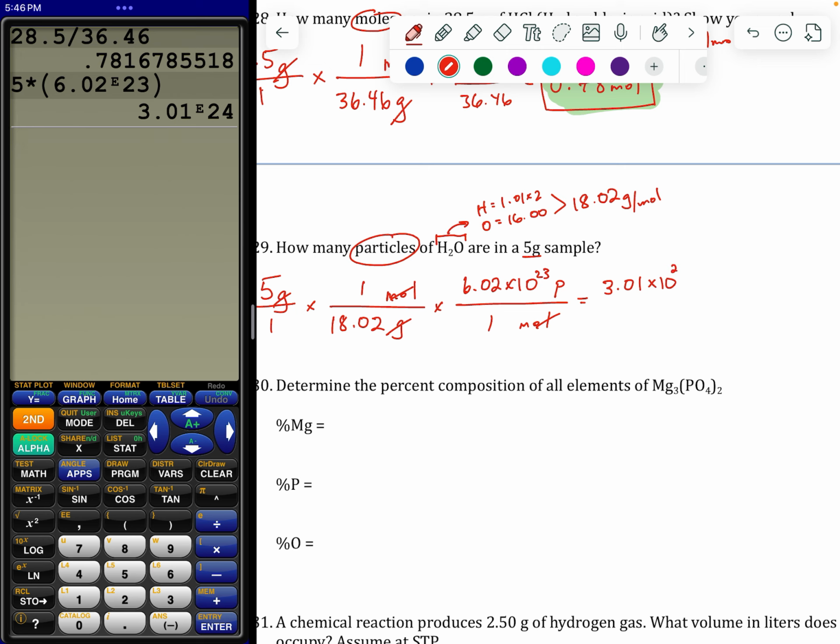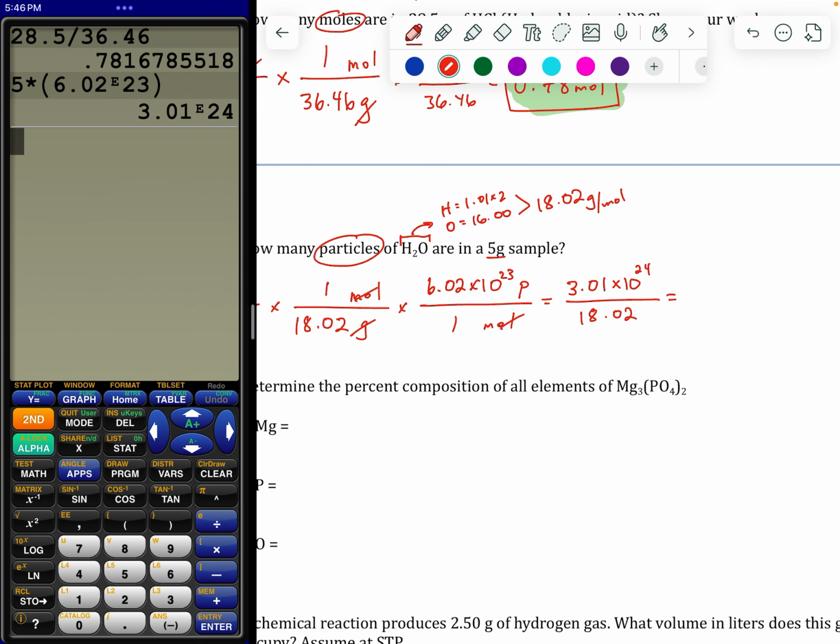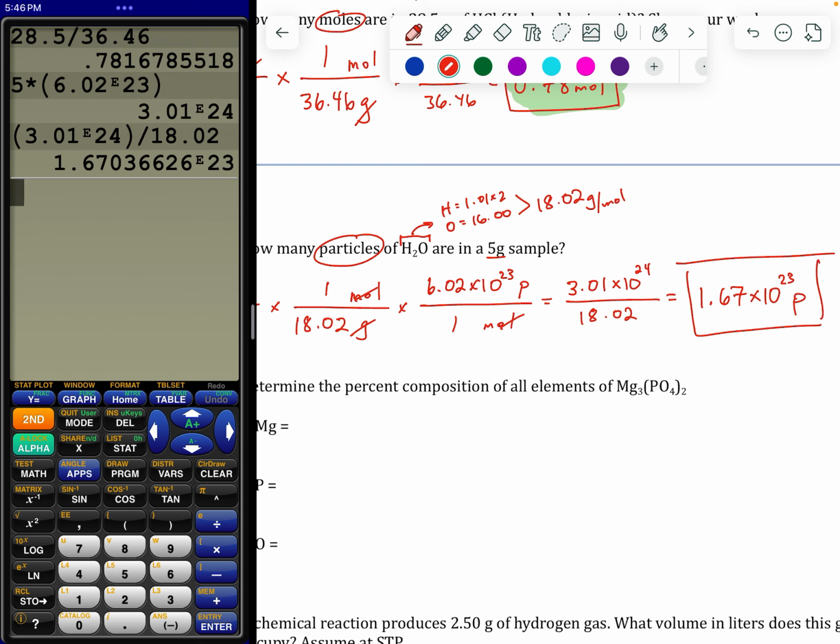Now you see that E there. Don't forget that. That is part of your answer. Over, well, the only number that's not 1 at the bottom there is 18.02. And so we're going to take our 3.01 times 10 to the 24th in parentheses and divide it by 18.02. And that gives us 1.67 times 10 to the 23rd particles. So that is our final answer here.